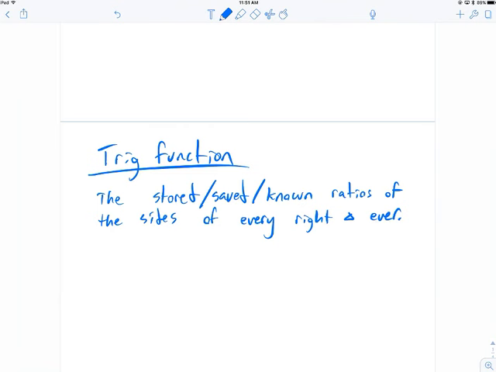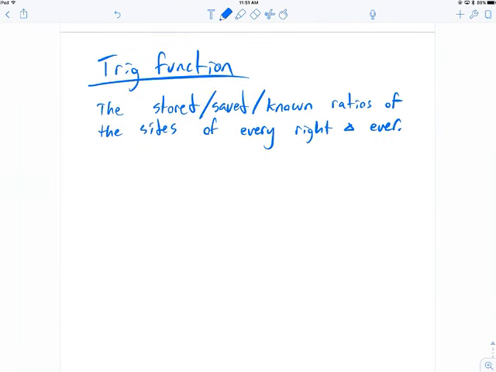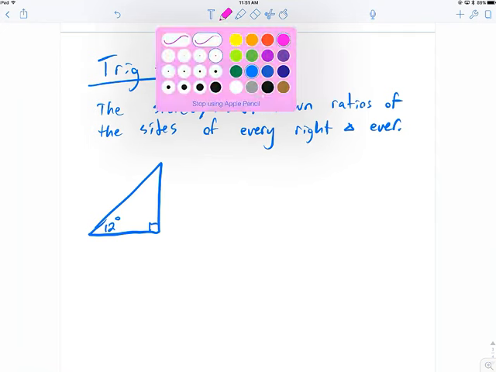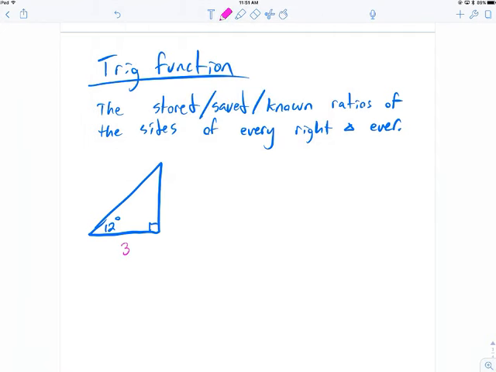Okay, so let's think about that. That means if I come across a triangle with 12 degrees and a right angle, I know it's similar to every single other 12-degree right triangle ever, okay? If only I could somehow figure out those ratios and I had, say, one side. Say I said this side was 3.